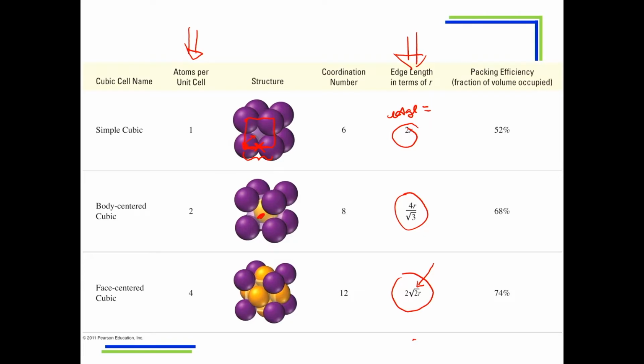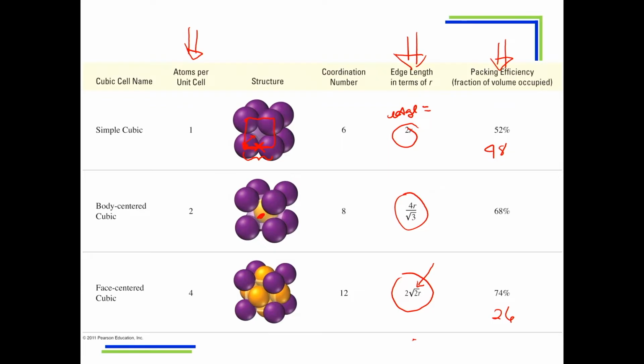The last thing we see here is the packing efficiency. It's how closely they're packed together, how much atoms versus empty space. And as the coordination number goes up, the efficiency goes up. Again, you don't need to memorize that, but only 26% of this structure is empty space, whereas up here, 48% of it is empty space. So that is just what packing efficiency is.